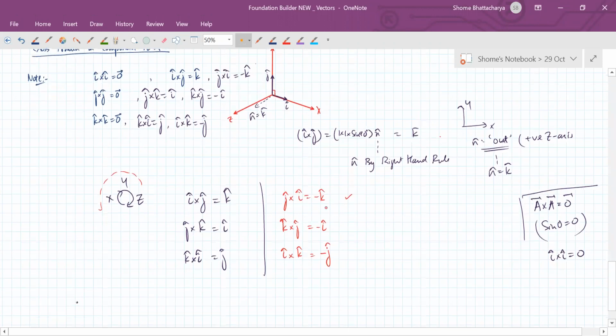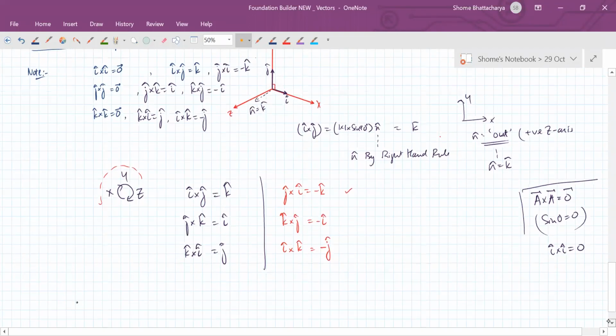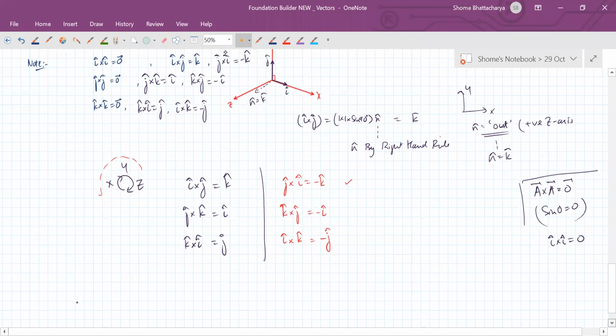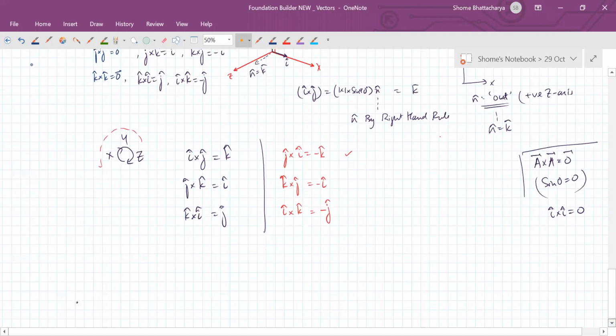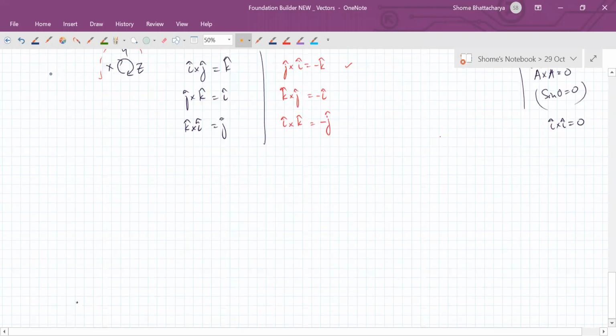Okay, so make sure you are clear about this. The relationship between the cross product of two unit vectors which are not identical. Obviously, the cross product of a unit vector with itself is zero. And apart from this, you also keep in mind the following properties of cross product.